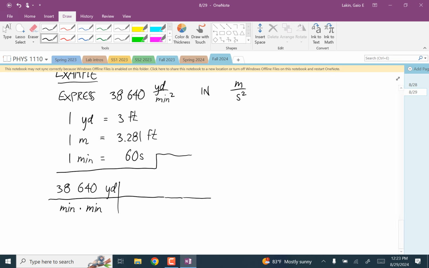Okay. So first I'm going to go yards to feet, and I'll do that as 3 feet over 1 yard. So I did that in the way that the unwanted units of yards cancel. And now we're at units of feet. And now I want to convert feet to meters. So I'm going to put 3.281 feet down here to cancel with this one, and 1 meter in the numerator.